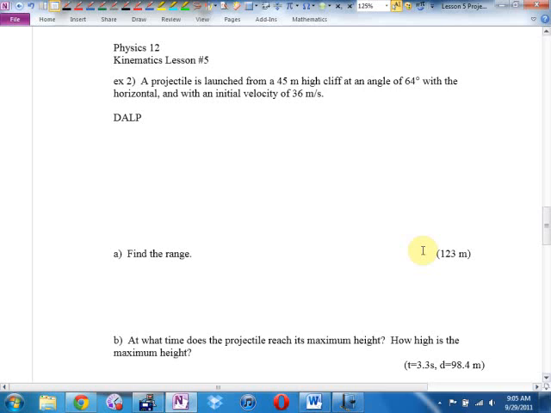Trust me. A projectile, it says, is launched from a 45-meter-high cliff at an angle of 64 degrees with the horizontal and with an initial velocity of 36 meters per second. Draw a little picture. There's my cliff. There's my projectile, 36 with an angle of 64 degrees. And this height here is 45 meters. That's a pretty good picture. You'll notice I did it nice and big. I've learned I make dumb mistakes when I do small little pictures.